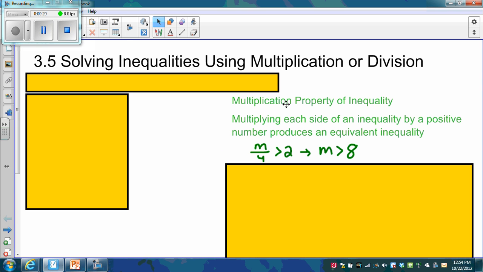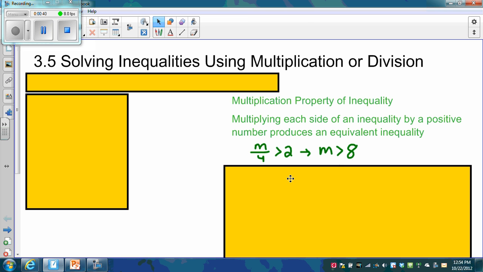The multiplicative property of inequality is: if you multiply each side of an inequality by a positive number, it produces an equivalent inequality. So in this example, if you multiplied both sides by 4, the inequality symbol stays the same.